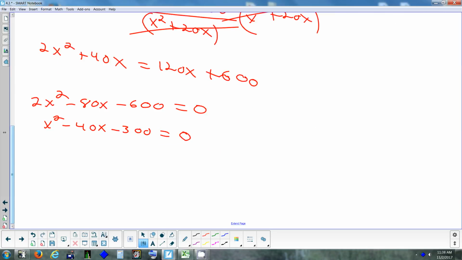Okay, and now at this point, you have two options. You could try to factor it, which I already know doesn't work. Or, what else could you do besides factoring it? Quadratic formula. So in the quadratic formula, A would be 1, B would be negative 40, C would be negative 300. Now, I already have the answer when you plug it in. Does anyone need me to go through the quadratic formula?